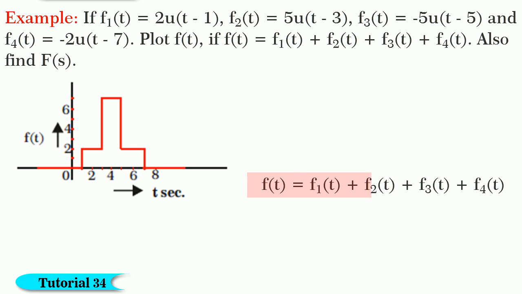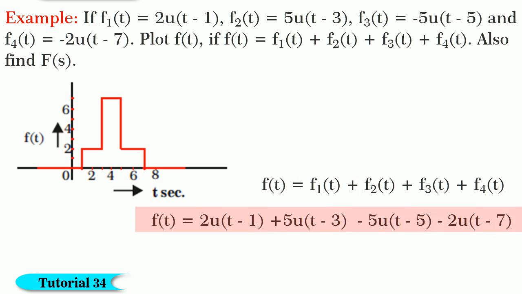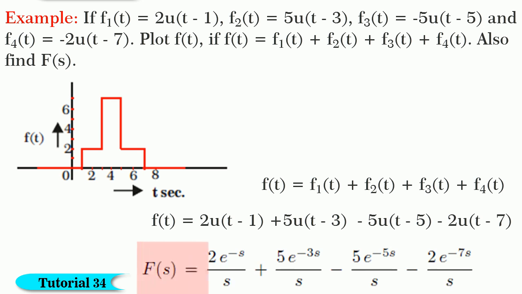We have f of t is equal to f1 of t plus f2 of t plus f3 of t plus f4 of t. By substituting the values, we get f of t is equal to 2u of t minus 1 plus 5u of t minus 3 minus 5u of t minus 5 minus 2u of t minus 7. By taking the Laplace transforms, we get f of s is equal to 2 e to the power of minus s by s plus 5 e to the power of minus 3s by s minus 5 e to the power of minus 5s by s minus 2 e to the power of minus 7s by s.